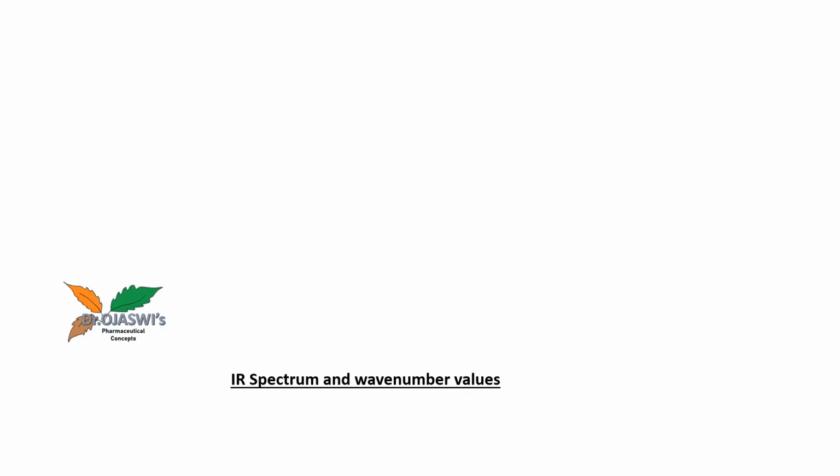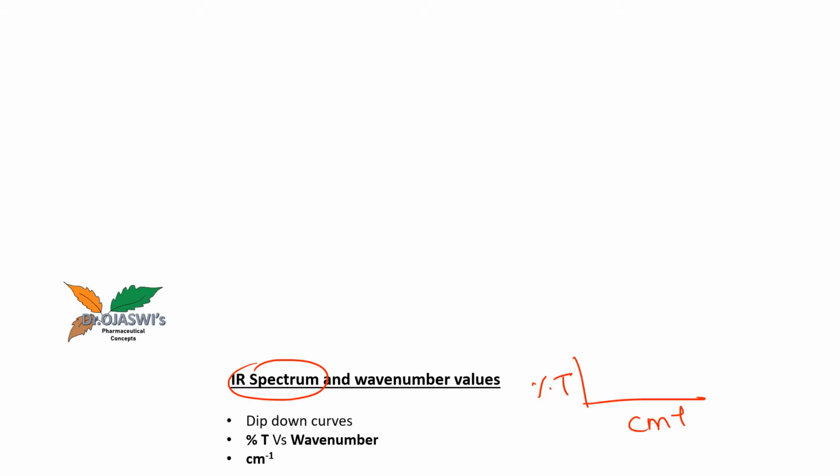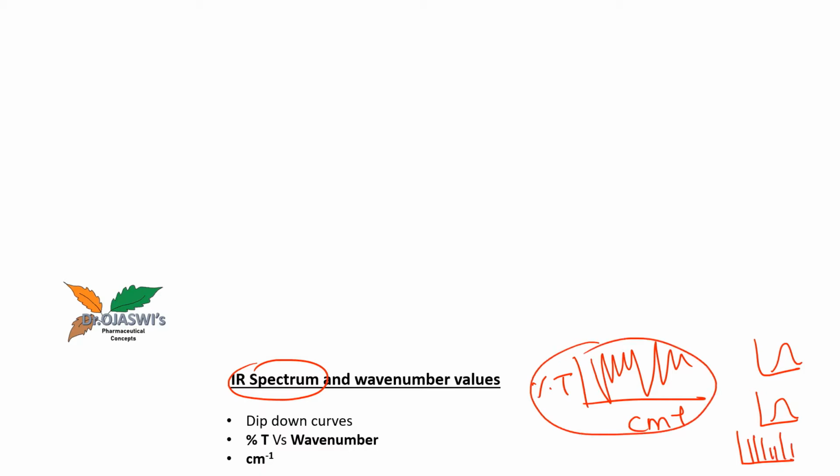In this video, we will be revising quickly IR spectrum and wave number values. Spectrum means a graph. In case of IR, we get a graph which is percent transmittance versus wave number, which is in centimeter inverse, and all the peaks which we get in IR spectrum are deep down curves. Unlike UV, in UV we get peaks like this, even in chromatography we get peaks like this. In mass spectrum we get peaks in the form of lines. IR spectrum looks like this.